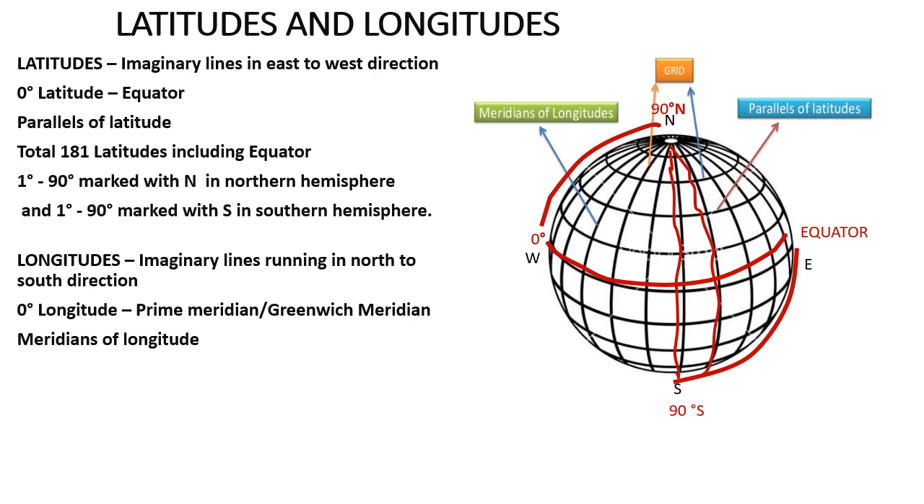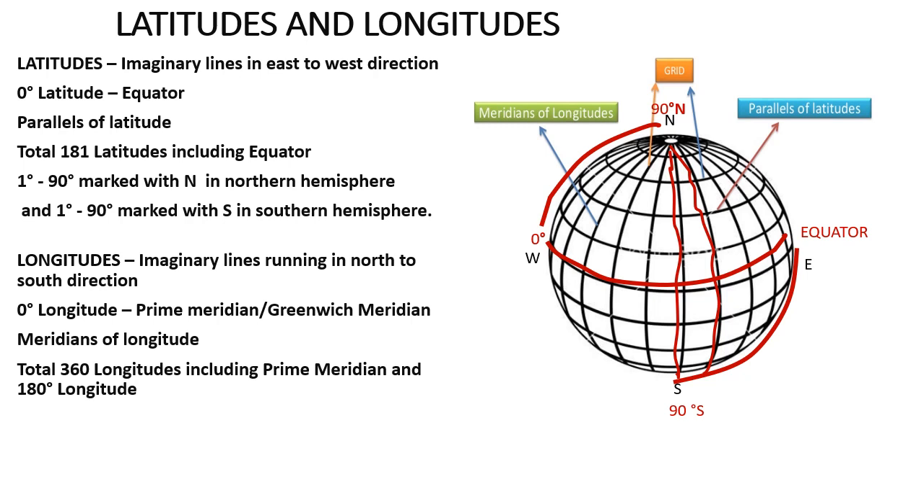They are called meridians of longitude because all the places lying on the same meridian experience midday and midnight at the same time. That is why they are called meridians of longitude, and they help in finalizing the time of a region or a place. There are a total of 360 lines of longitude, including the prime meridian and 180 degree longitude.